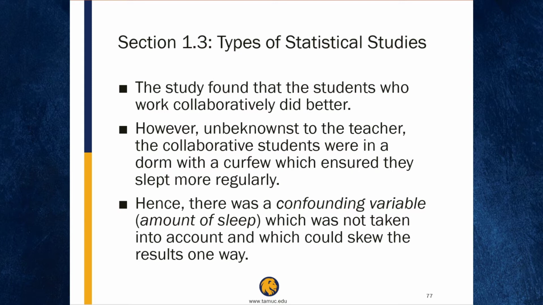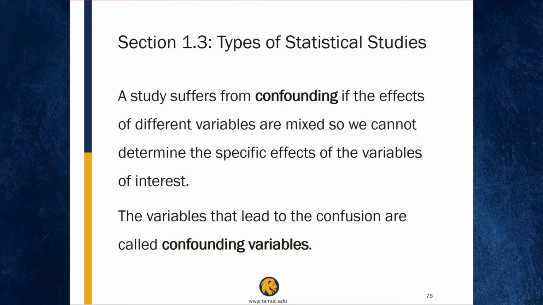There was what we call a confounding variable, the amount of sleep, which was not taken into account, which could have actually skewed the results one way or the other. So the sleep could have actually been the deciding factor in who did better and who did not, versus working collaboratively. So we use confounding to say when this situation occurs. A study suffers from confounding if the effects of different variables are mixed, so we cannot determine the specific effects of the variables of interest. The variables that lead to the confusion are called the confounding variables.